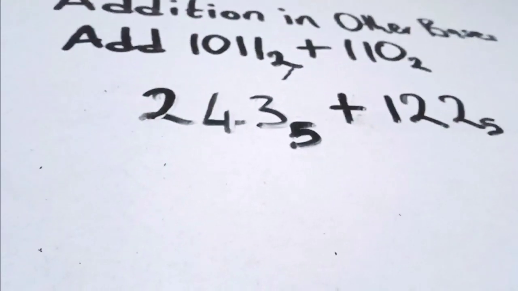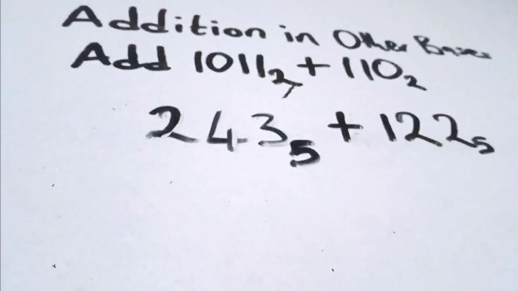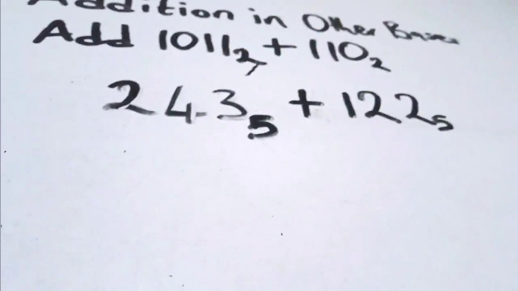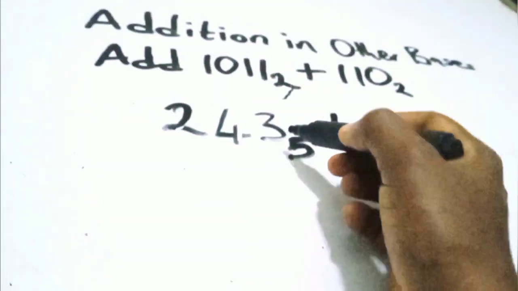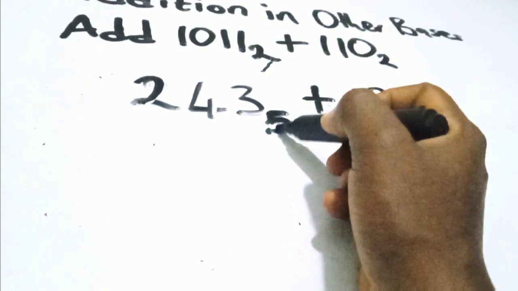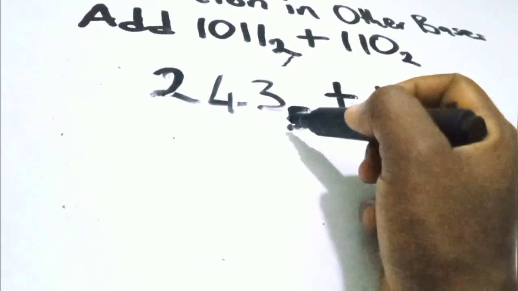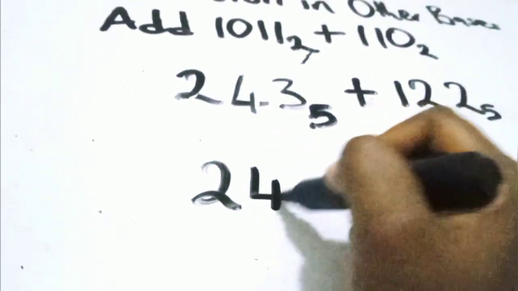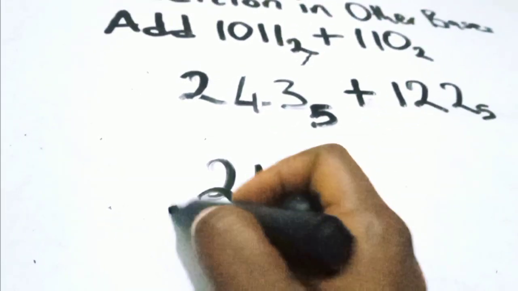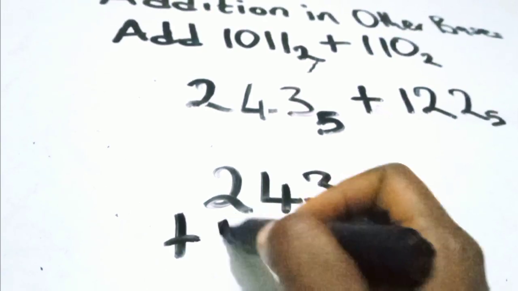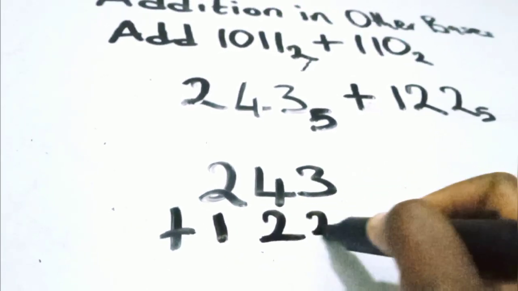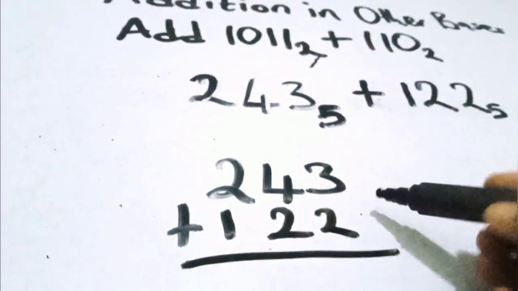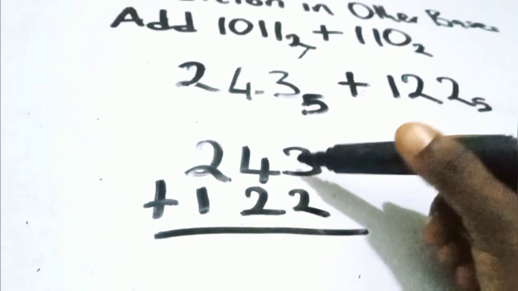Let's take a look at the second example. We have 243 base 5 plus 122 base 5. Remember, we are adding in base 5, and because we are adding in base 5, the highest digit will be 4. No number will be up to 5. So let us set it the way we normally set it: 2, 4, 3 plus 1, 2, 2, all in base 5.